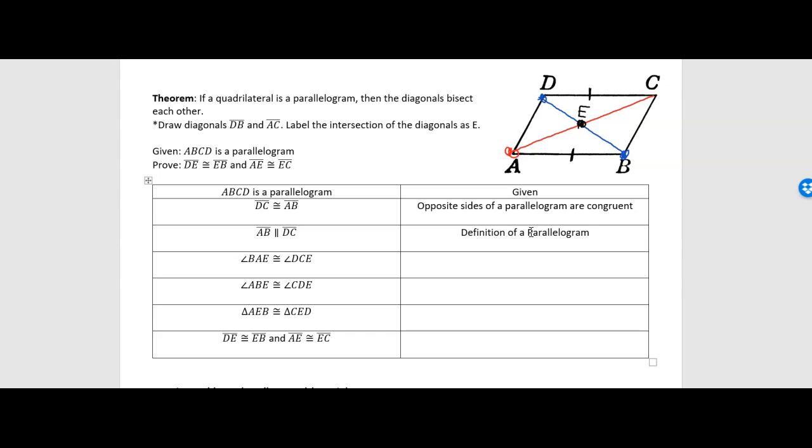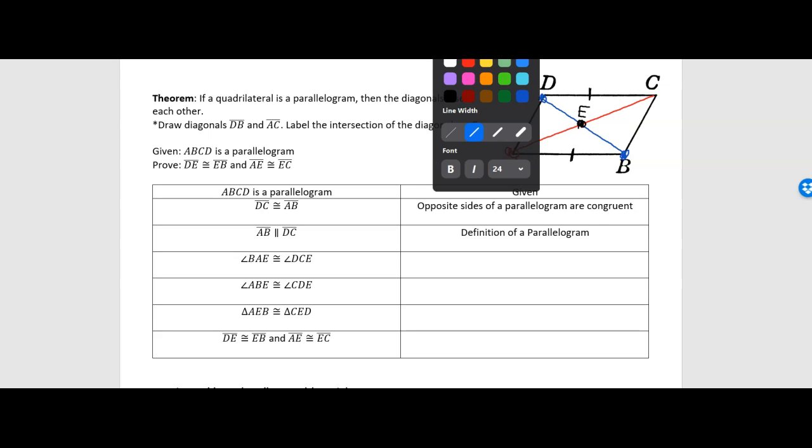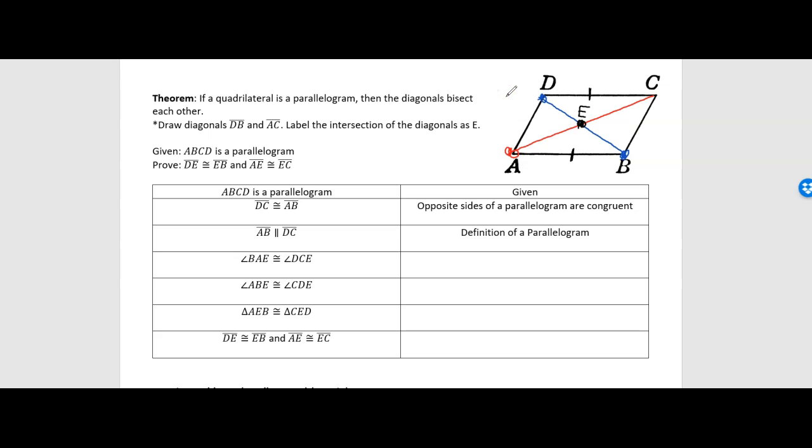And if I know that AB is parallel to DC, well, then angle BAE, this angle right here, must be congruent to angle DCE, right here. And again, that's due to the fact that these lines are parallel, and those are alternate interior angles. So the alternate interior angle theorem.